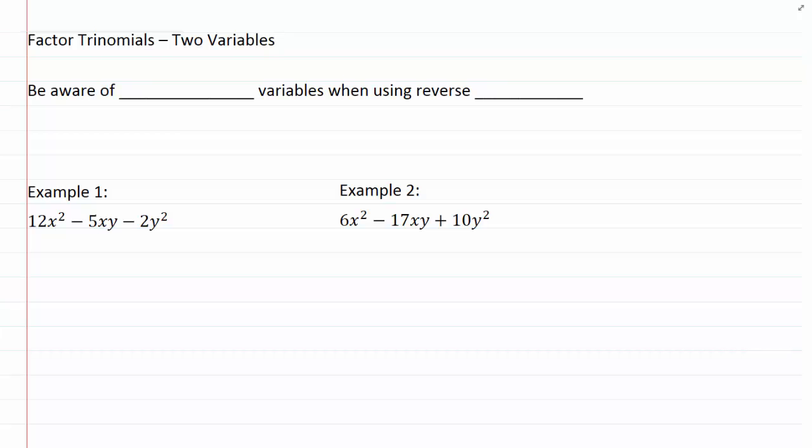Factor trinomials, two variables. All we need to know here is that we should be aware of more variables when using reverse FOIL. So that means that it's possible for us to have an expression where we've got some x's and we've got some y's. So we're just going to go ahead and work through a couple of examples so that we're a little bit familiar with how to handle this situation.